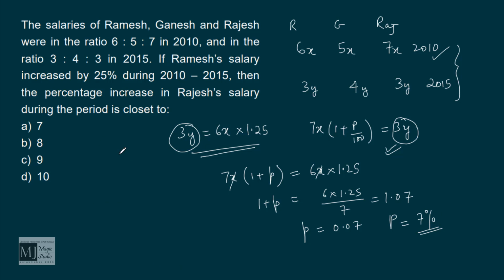It's very close to 7%. Yes, I have used a calculator. You people should also be using it. No problem with that.